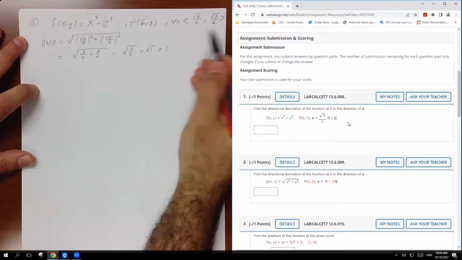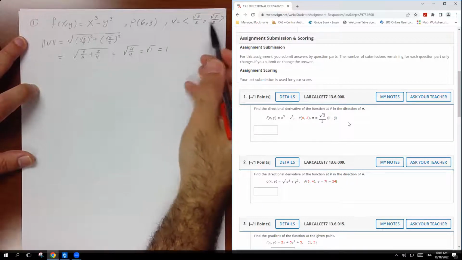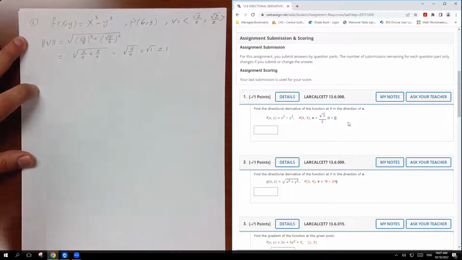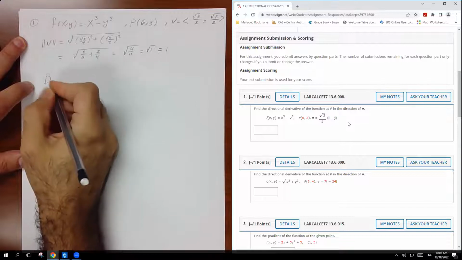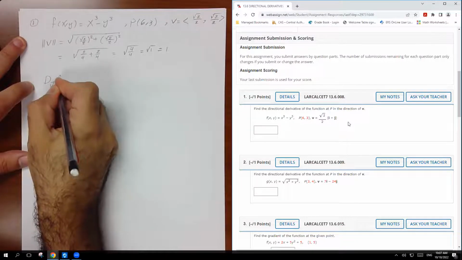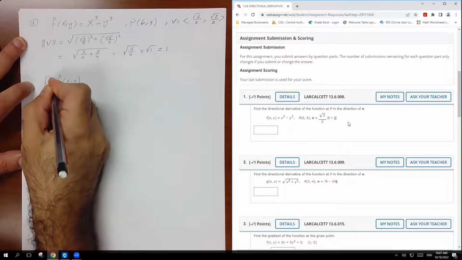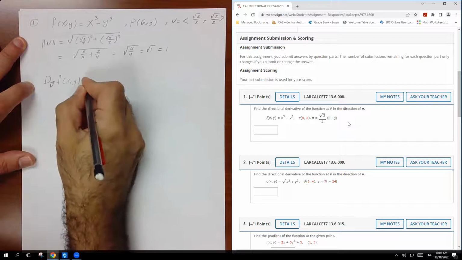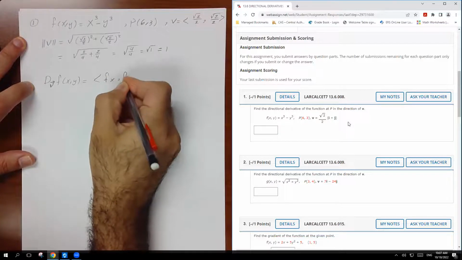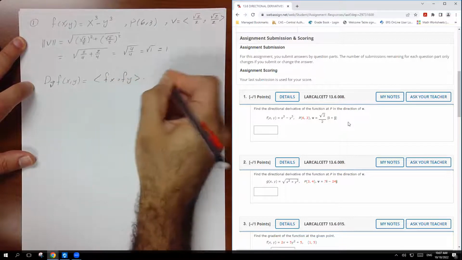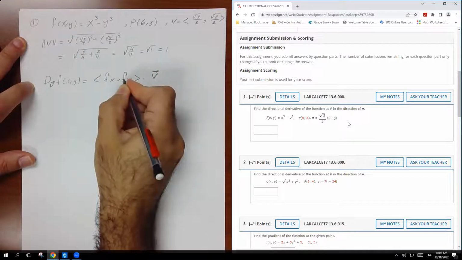Be careful, sometimes they're going to give you an example where the vector is not a unit vector, so you have to convert it to a unit vector. Now we're going to find the directional derivative in the direction of the vector v of the function f of x, y, which is going to be f sub x and f sub y times the vector v. Because the vector v is a unit vector, we're just going to multiply by this one.